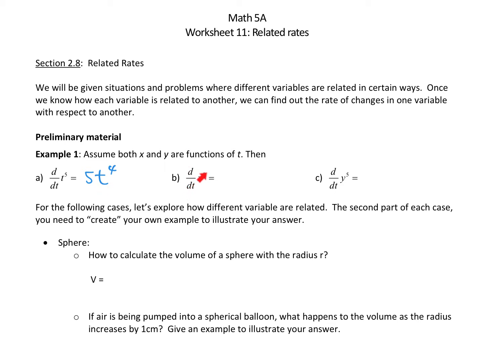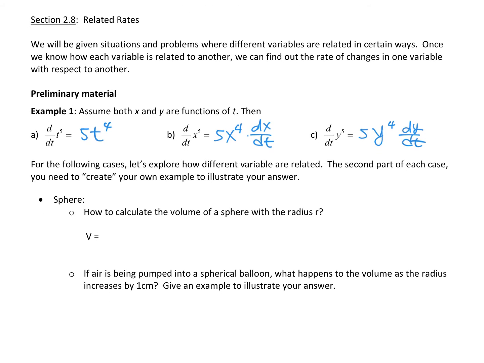Let's look at the next one. d/dt of x to the 5th power. I'm taking the derivative of x to the 5th, but with respect to t, that means t is the variable now. So I get 5x to the 4th power, but because I'm not doing d/dx, instead I'm doing d/dt, I have to use the chain rule, so I have to do dx/dt. So I have this extra stuff because the variables don't match. Same here, d/dt of y to the 5th power: 5y to the 4th power, and then dy/dt. So that's kind of a review of what we learned in the previous sections.